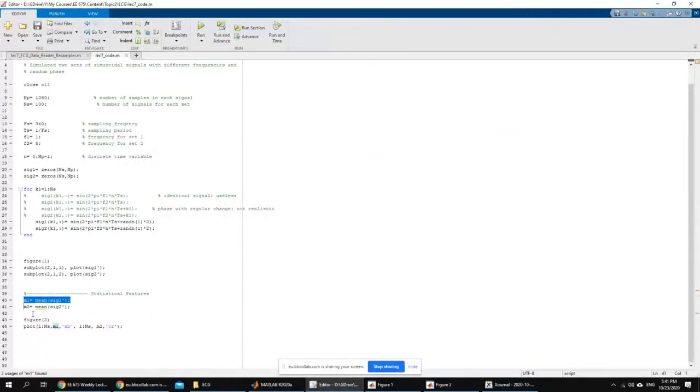Okay, so we're going to copy these. Okay, maybe you can have it in the same figure. And I have here standard deviation. Let's call it S1, S2, and this is STD.